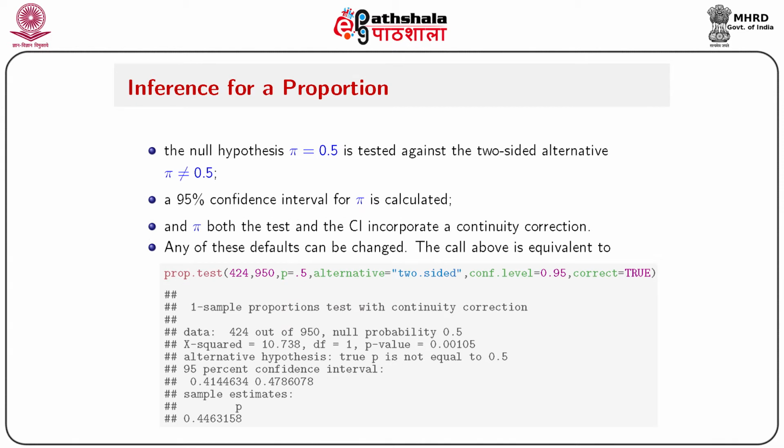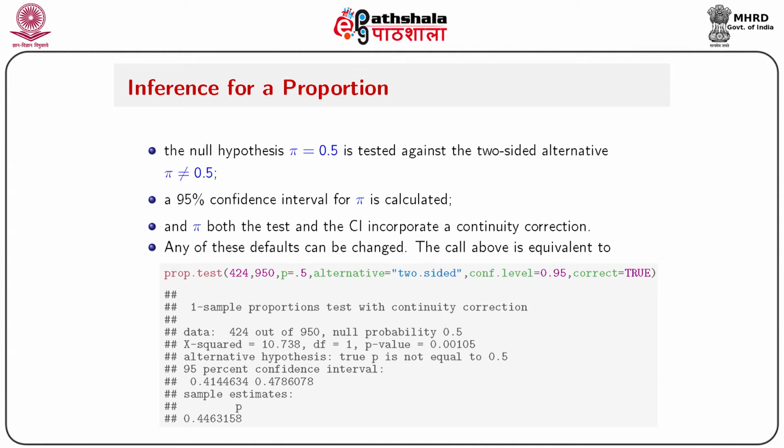The null hypothesis pi equals 0.5 is tested against the two-sided alternative pi not equal to 0.5. A 95% confidence interval for pi is calculated, which I have already shown you, and both the test and the confidence interval incorporate continuity correction. If you don't want continuity correction, the option is there. You can say you don't need continuity correction. Any of these defaults can be changed, not only continuity correction. All the default values can be changed as per your need.